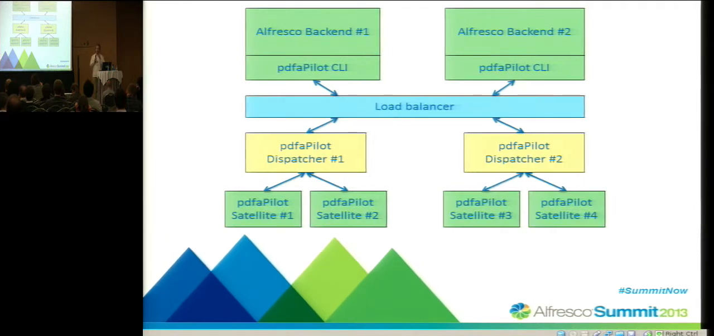This is an example of how a setup can look. We have two Alfresco backends, each with a binary on it. They speak with a load balancer, and you have the pdfaPilot dispatcher behind. Each of them has one or more satellites. This makes for good failover and also for performance scaling. You can add as many satellites as you like, so you can scale out very, very easily. And also dispatchers, of course.